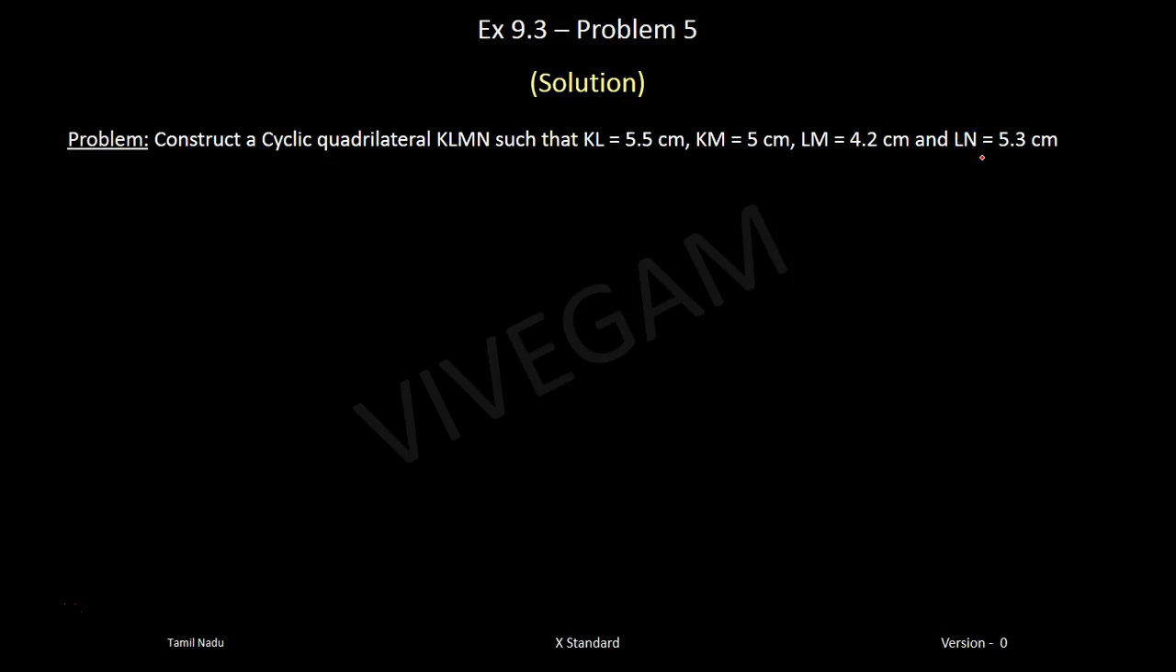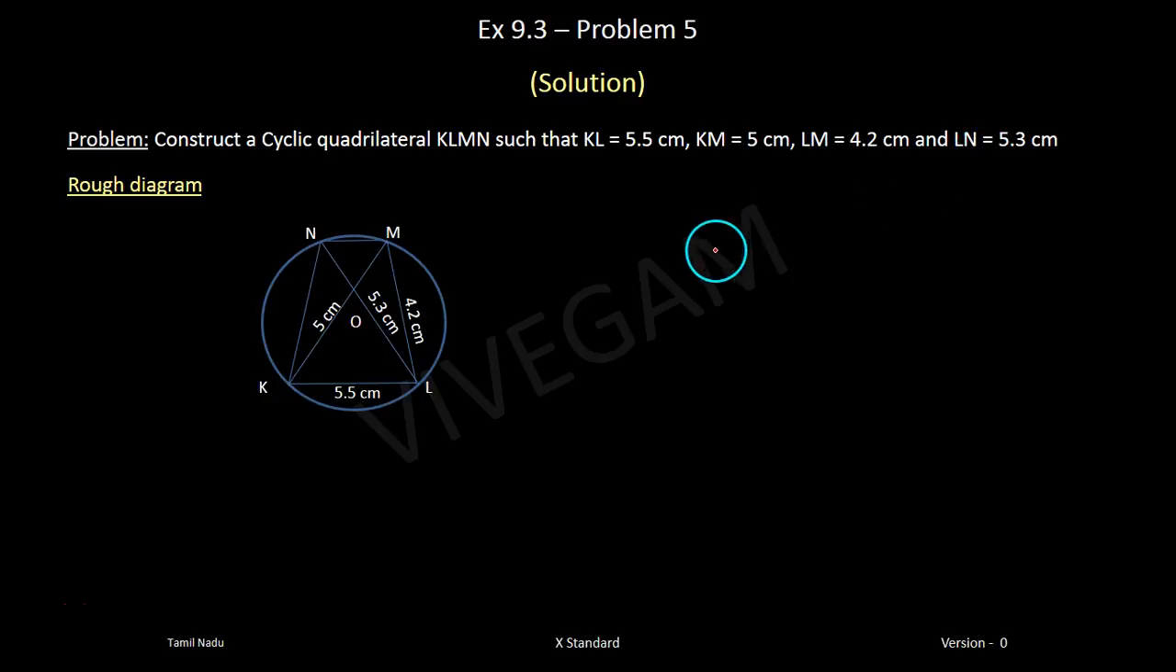So let's draw a simple diagram. Draw a circle, mark 4 points KLMN. Don't worry too much about whether the points are right or wrong, because it's only a rough diagram. Connect them: KL, LM, KN, and in this case they have given you the diagonals also, KM and LN. So connect them and write out all the measurements.